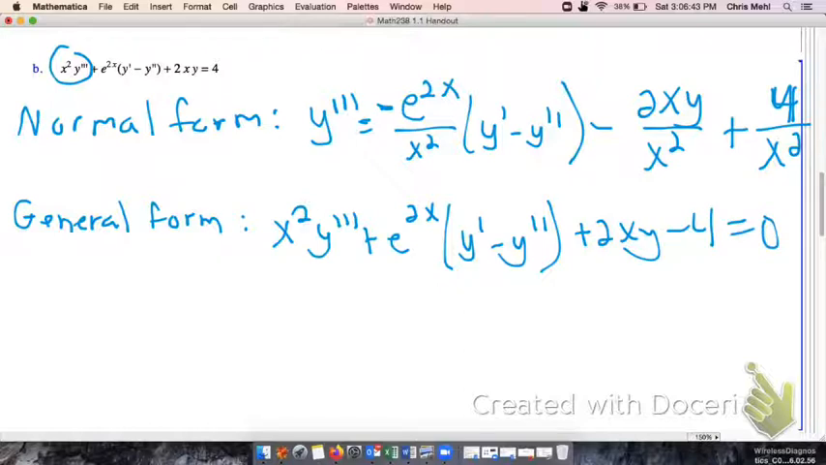So general form is obtain a 0 on one side, normal form is solve for the highest order derivative, and then depending on what we're going to do, like the normal form up there, I could probably rearrange the right hand side depending on what I was going to do with it. It would depend on how I'm going to solve the differential equation. And again, the goal is to figure out what the function y is when you have a relationship between x, y, and the derivatives of y.